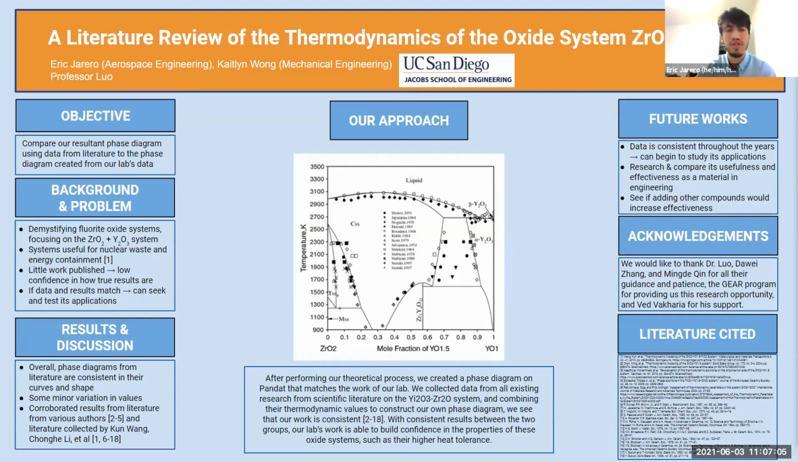Furthermore, during our search for literature, we came across other fluoride oxide systems that include another compound in addition to the zirconium oxide and the yttrium oxide. As a result, once we move beyond the two-compound system, we must investigate whether adding other compounds would be beneficial and to what extent. For example, does it exhibit other useful properties for engineering? Is it significantly more effective in the properties displayed in comparison to other two-compound systems that we've been investigating?